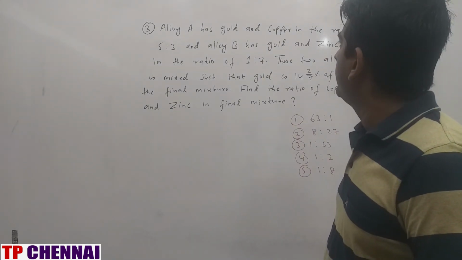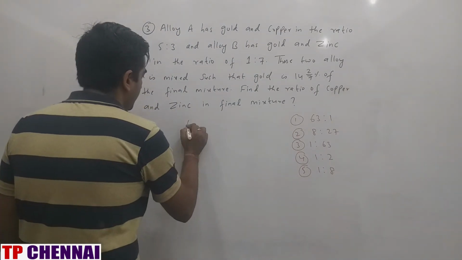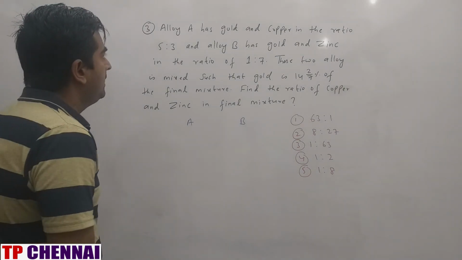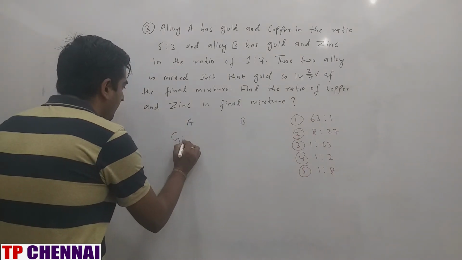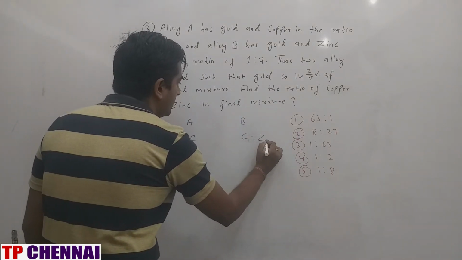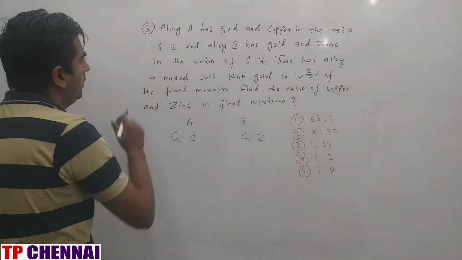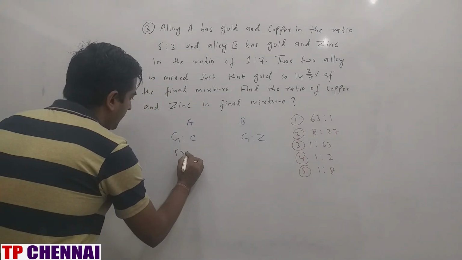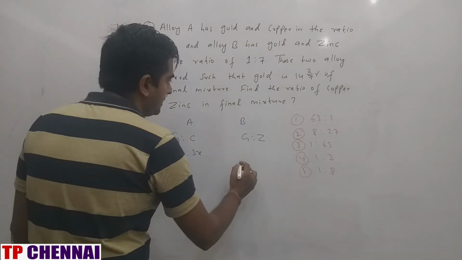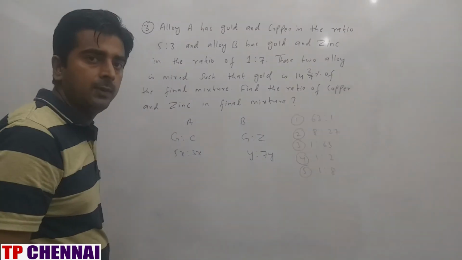So alloy A has gold and copper in the ratio. There are two alloys, so I am writing here alloy A, and here alloy B. Alloy A has gold and copper, and alloy B has gold and silver, gold and zinc, sorry. For alloy A, if this is 5x, this is 3x. Alloy B has gold and zinc in the ratio 1:7, which is nothing but y:7y, because both are different.